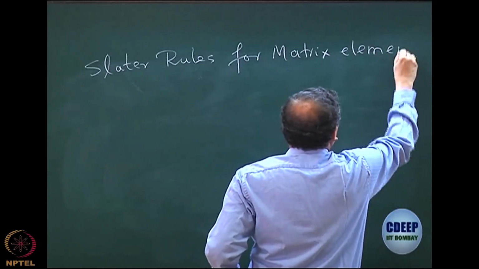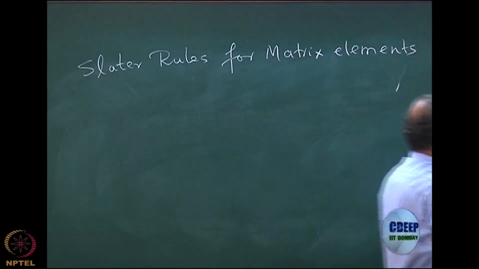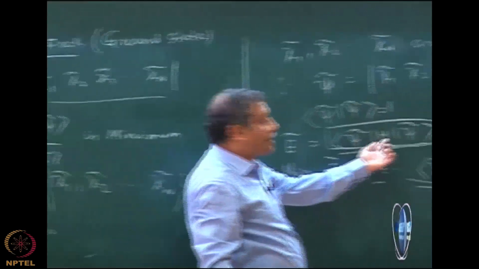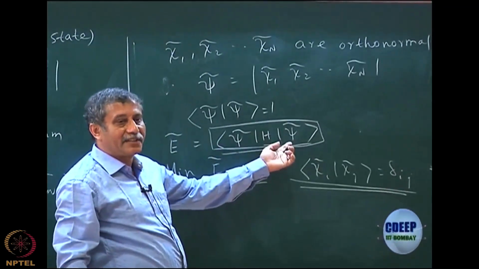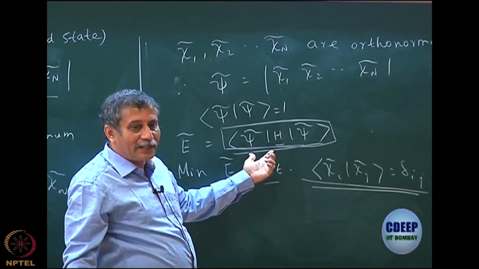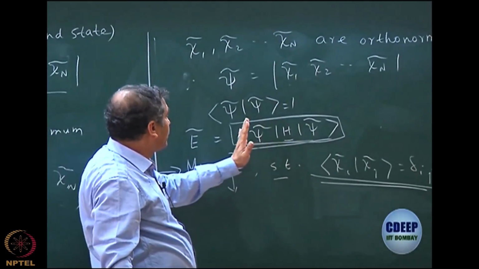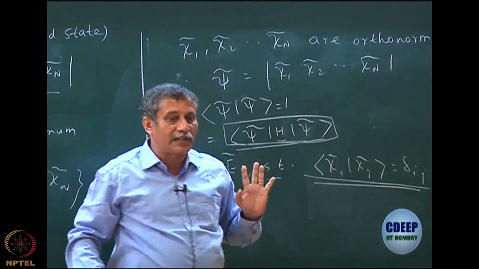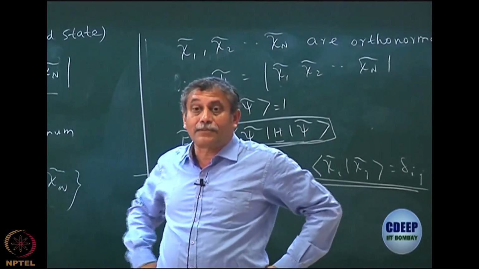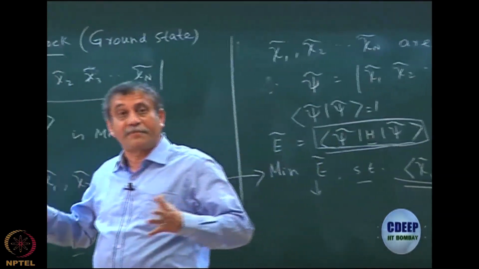Because remember, when I do CI, I have to calculate the matrix element of the Hamiltonian in terms of the Di, Dj, which are like determinants. So I must know how to write the matrix element of the Hamiltonian between two determinants. So that is the essential problem in terms of the spin orbitals, which form the determinants.